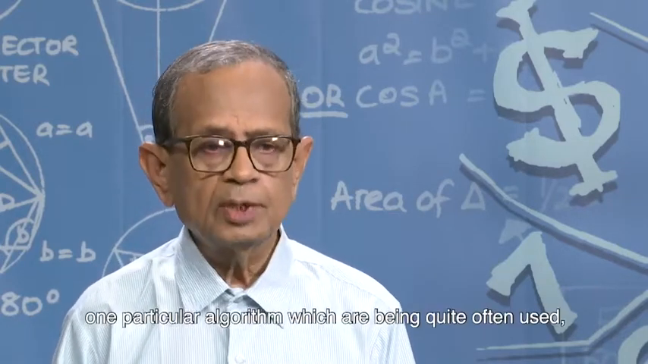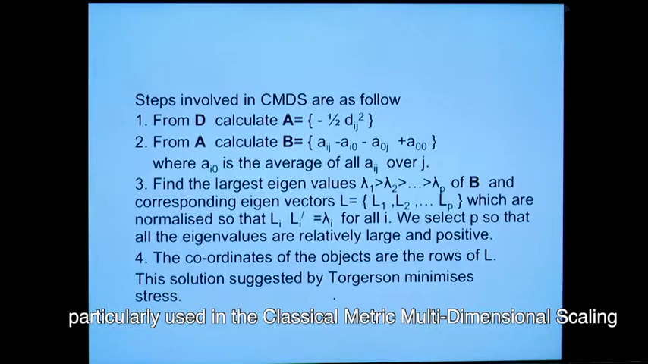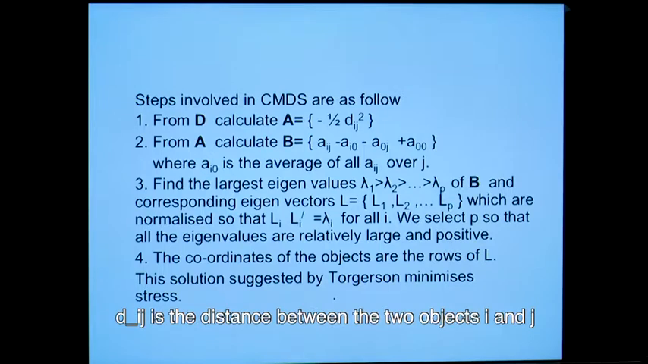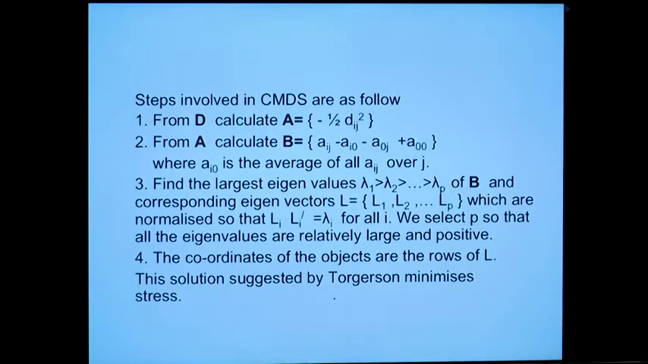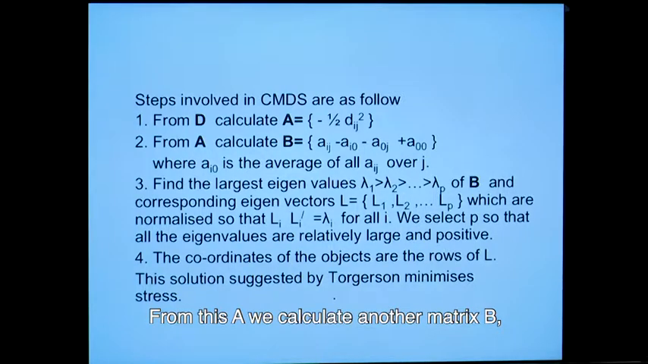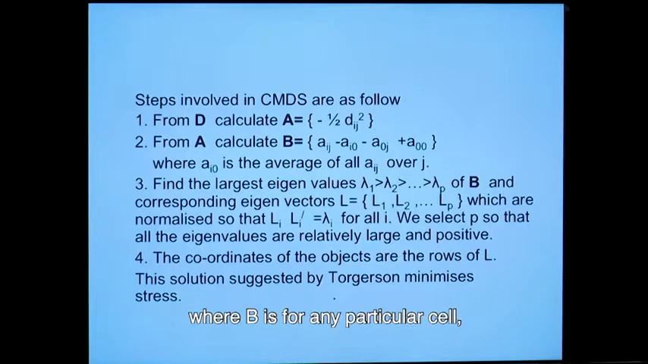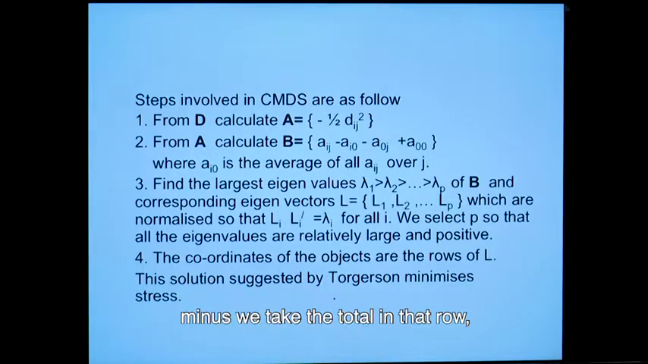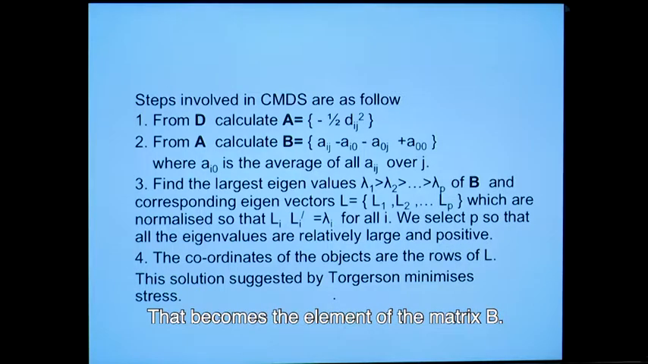For this purpose, one algorithm which has been quite often used, particularly in classical metric multidimensional scaling, is this: from the original distance matrix we calculate a matrix A. Dij is the distance between the two objects i and j in the original distance matrix. We take minus half dij squared as elements of a new matrix which we call A. From this A, we calculate another matrix B, where for any particular cell, the intersection of a row and a column, we take the Aij element, subtract the total in that row, subtract the total in that column, and add the total in the entire table. That becomes the element of the matrix B.